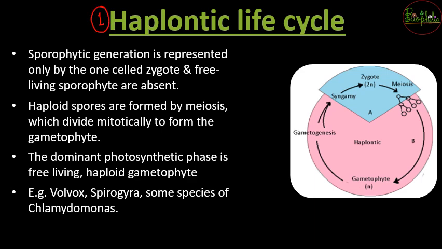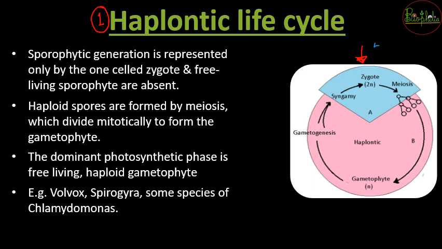So in the haplontic life cycle, what can you see? If you remember the previous diagram, what is the difference over here? The difference is the blue part and the pink part. Blue and pink, if you can see, there is going to be a difference in the size or the area that they are covering. So the blue part is small, and what does the blue part signify?